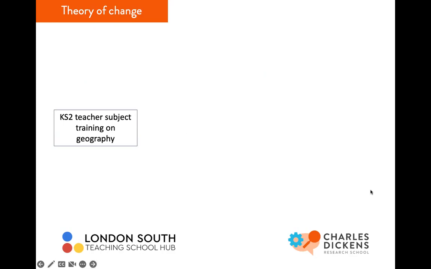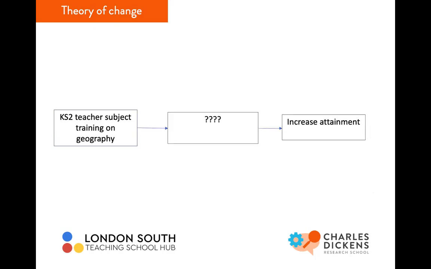The intervention here is subject-specific training for teachers leading to improved geography outcomes. That would be our causal chain. So we need to ask ourselves what it is about the training, what's the mechanism in the centre that will deliver this increased attainment. Pause the video here and jot down a few notes.